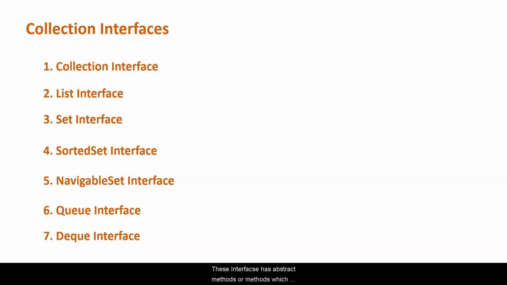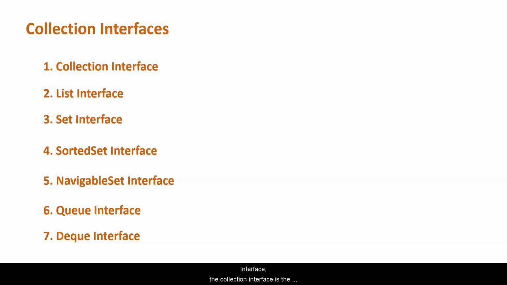These interfaces have abstract methods, or methods which do not have implementations but only definitions, and allow their implementing classes to provide their own implementation. And these classes must provide implementation for all non-default methods. In this lecture, let's get familiarized with these interfaces and the methods which are provided by them. We will not discuss in detail about these methods for now, but we will discuss them in detail when we are discussing collection classes. Among the 7 interfaces, let's discuss the Collection interface.